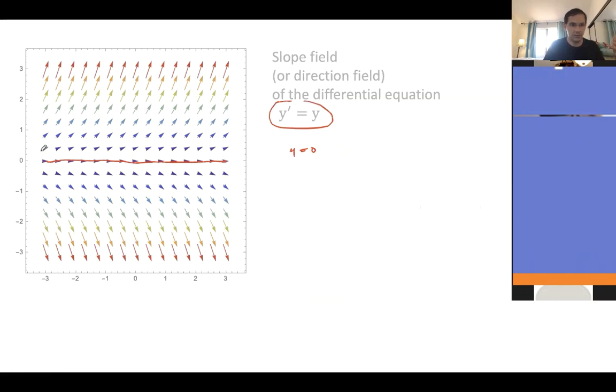If you take c equals 1, this is probably the exponential function somewhere here. And here's another solution of this differential equation, and here's another solution, and so on and so forth. And those arrows basically will guide you how to draw a few solutions to this differential equation, y prime equals y.